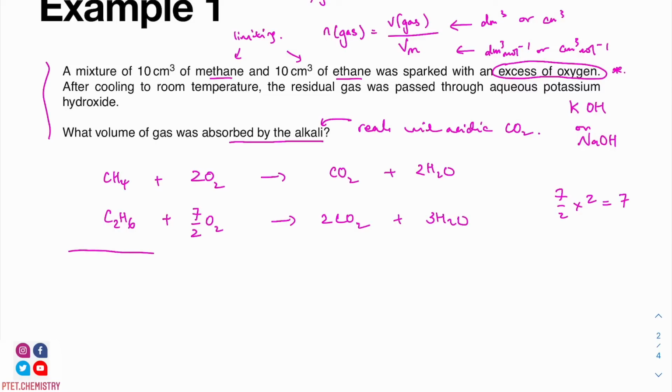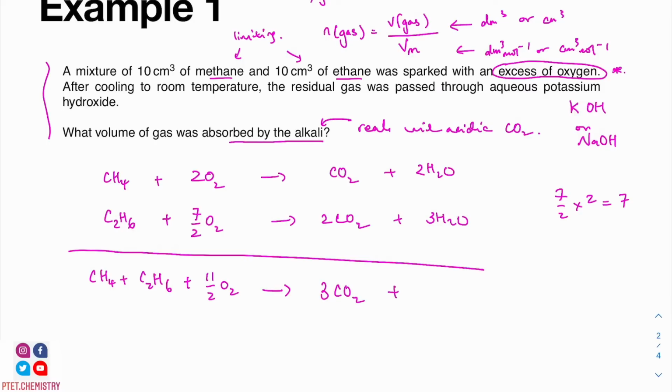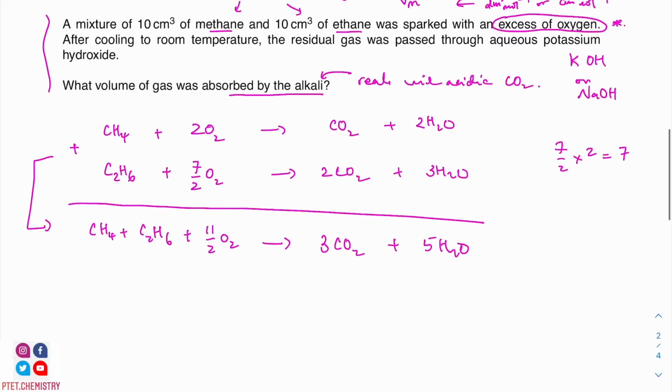So if I combine these two equations together, so methane and ethane do not react together necessarily. What you get essentially is 2 plus 3.5, which is 5.5, so that is 11 over 2. And then you will give off 3 CO2 total and 5 H2O. This is obtained from this plus this. Okay, so what do we know?